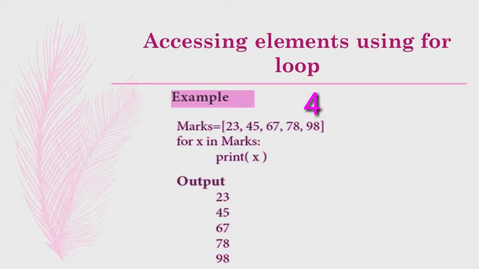What is the last value? 4. So we reached the last value. So print x, 98, and what is the next index value? 5. 5 is not there, so the loop will be terminated. So this is the output.